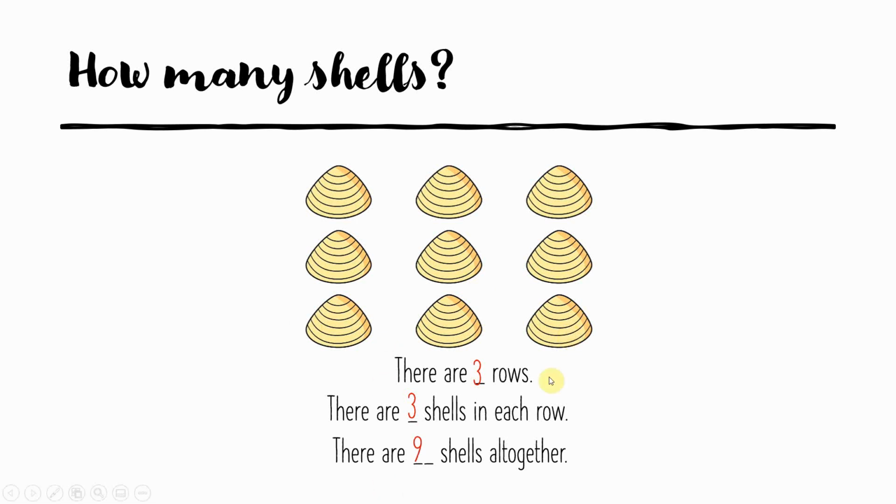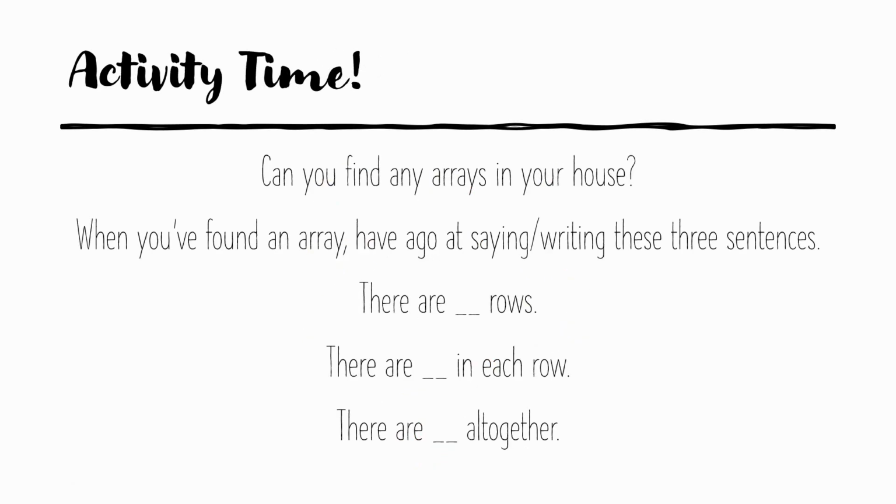Okay, let's have a go at saying these sentences. My turn. There are 3 rows. There are 3 shells in each row. There are 9 shells all together. Good job. Okay, activity time.